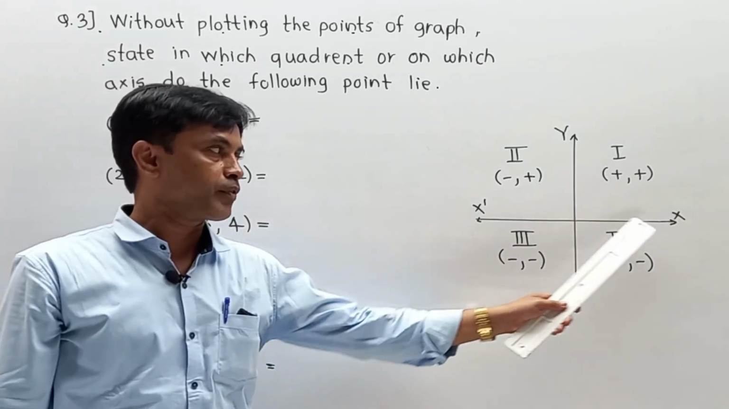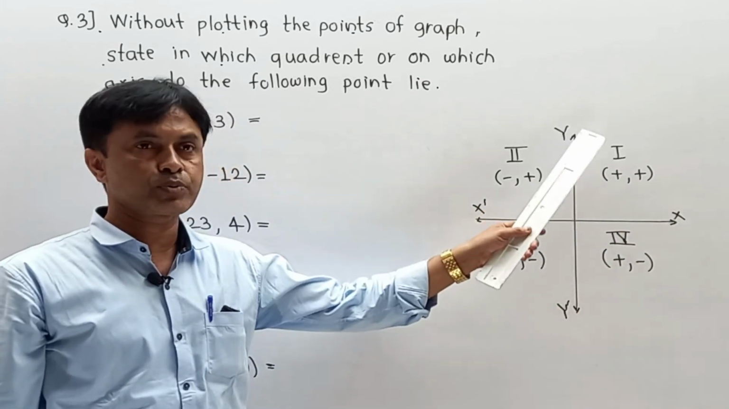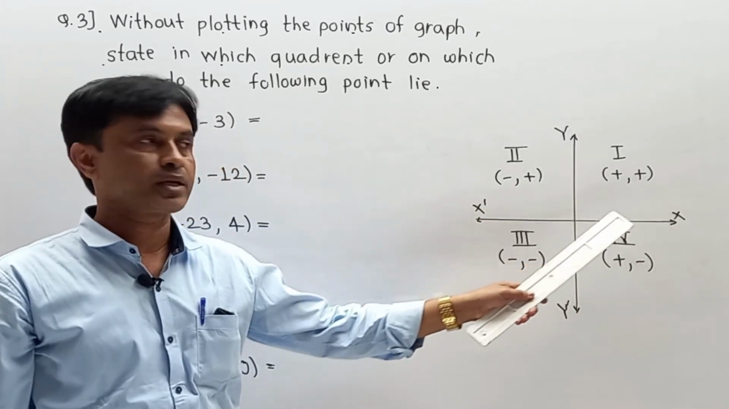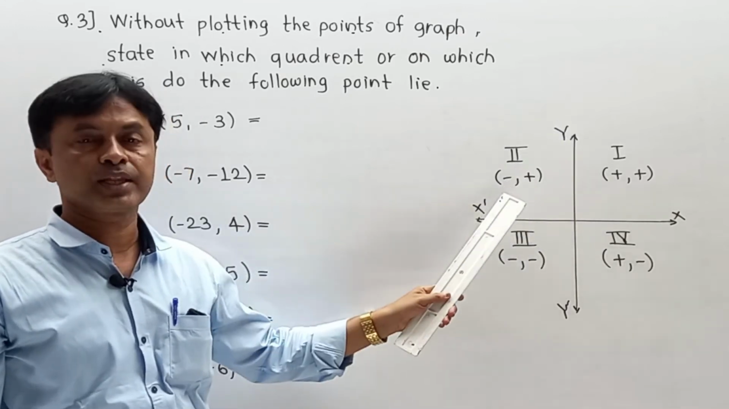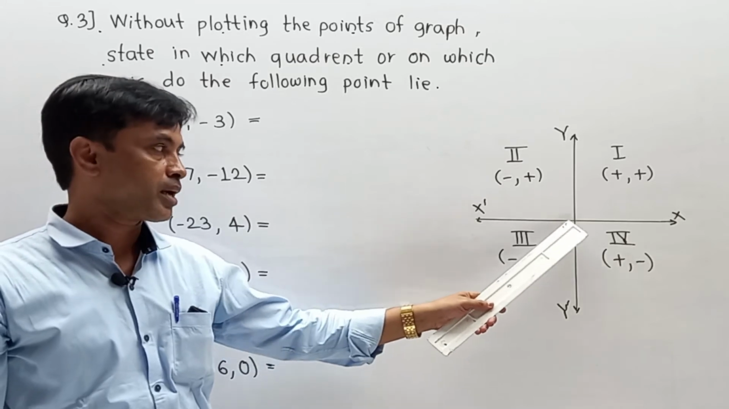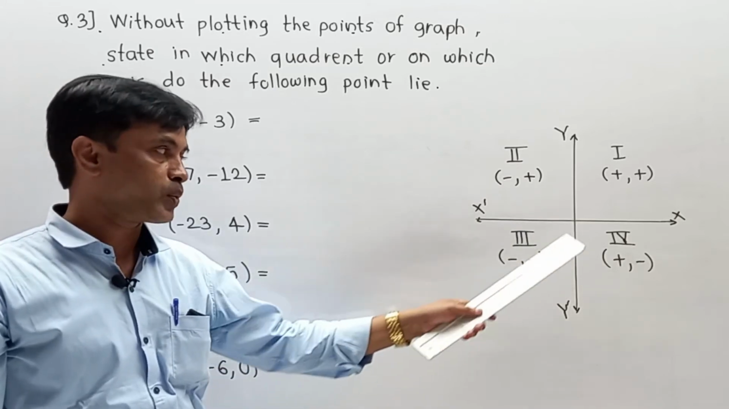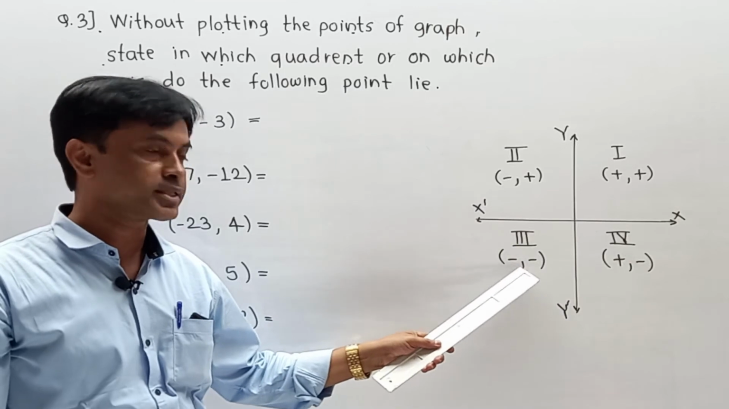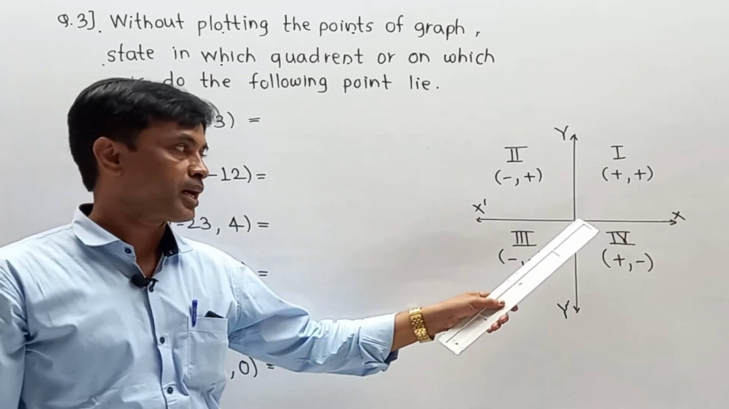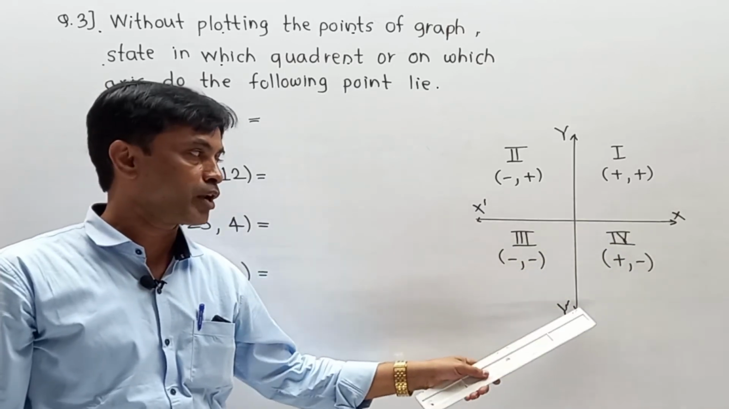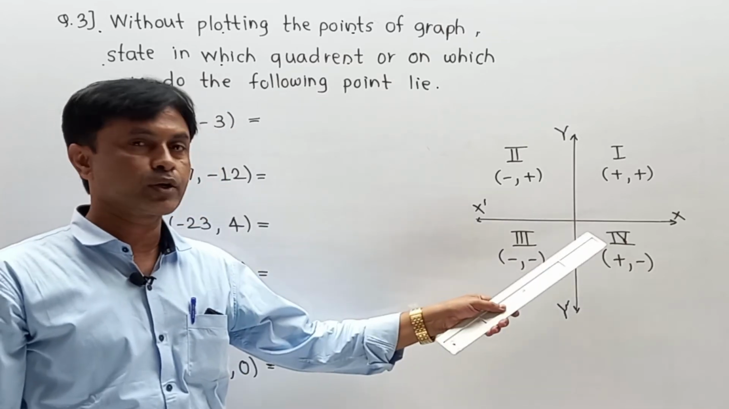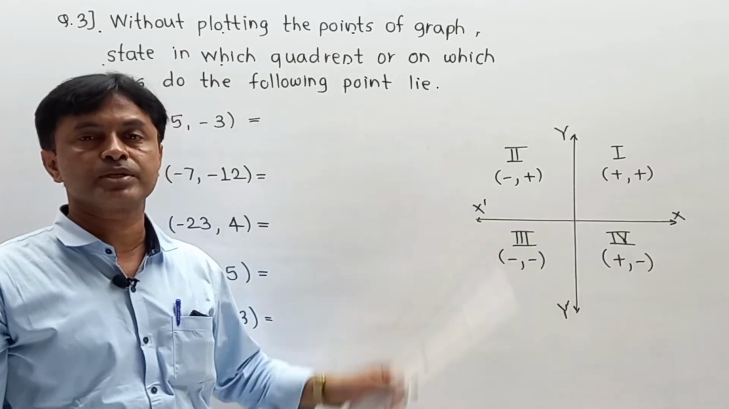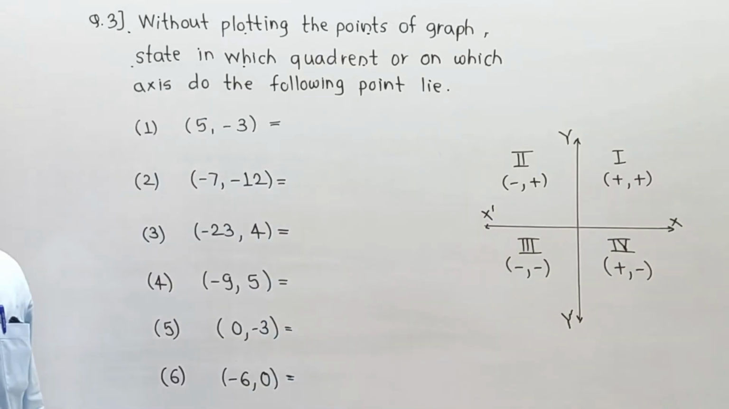We know that if the value of x is positive and the value of y is positive, the point is in the first quadrant. If x is negative and y is positive, then it is in the second quadrant. If x is negative and y is also negative, then it is in the third quadrant. And if x is positive and y is negative, then it is in the fourth quadrant. Now according to this, we have to understand these questions step by step. Now starting the questions and respective answers.